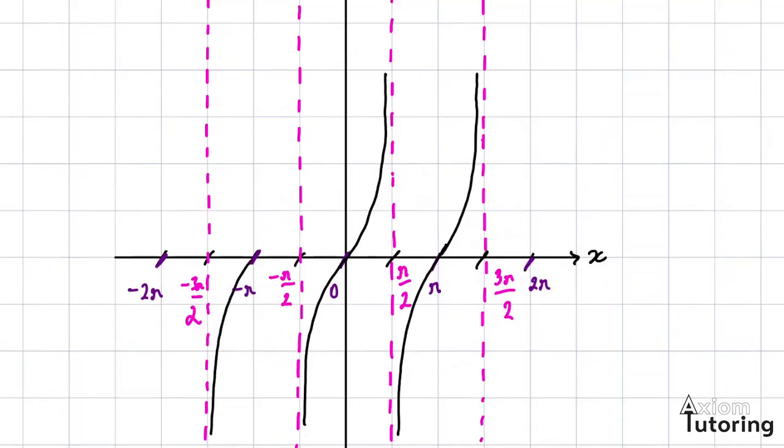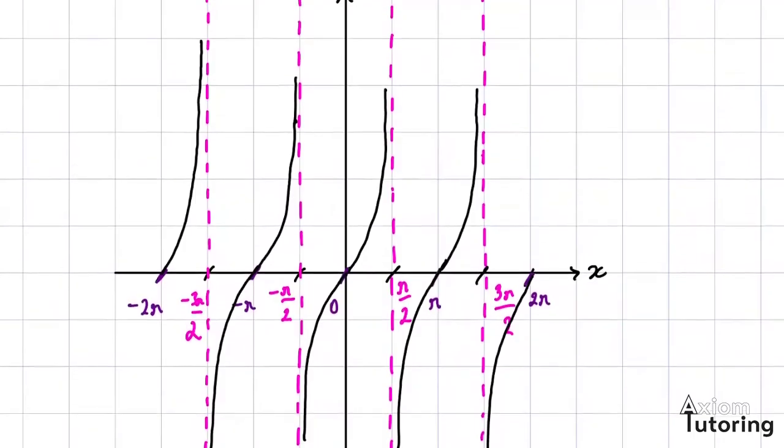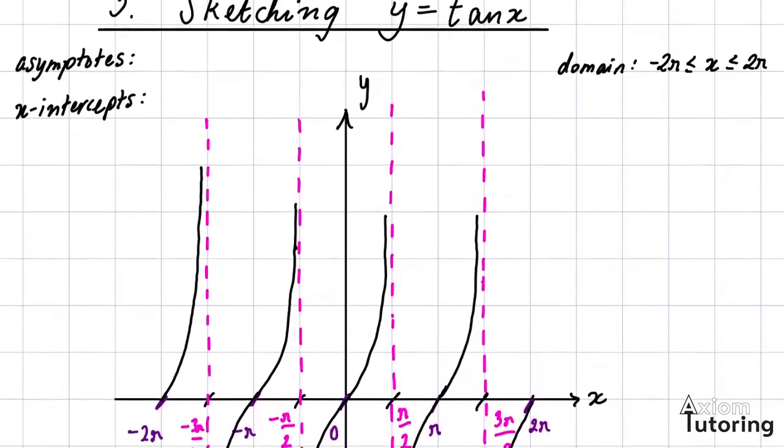Doing the same thing for minus pi there. Ooh, just being very careful not to actually touch it. And then ending it at 2 pi. And then here as well. Like that. So that's a sketch of our tan graph from minus 2 pi to 2 pi with all of the asymptotes and x-intercepts labeled.